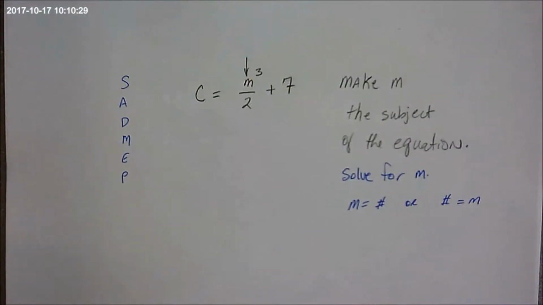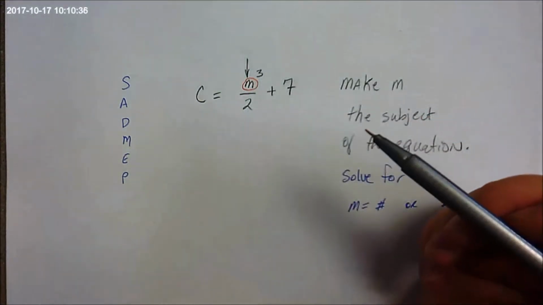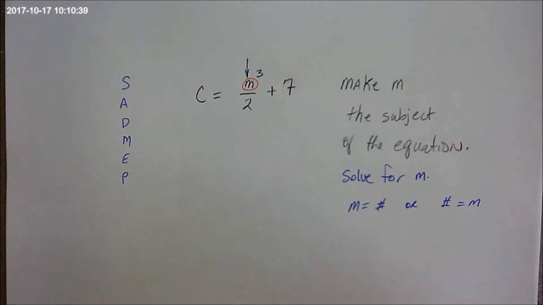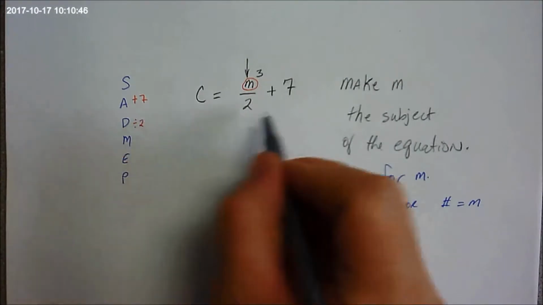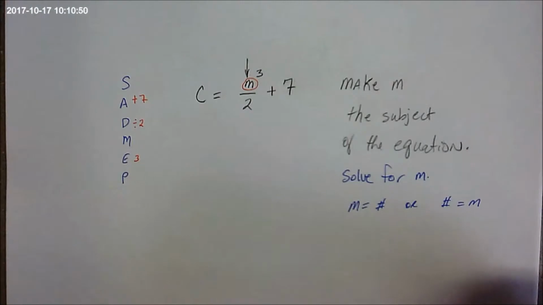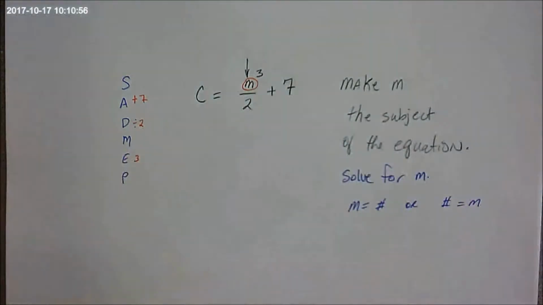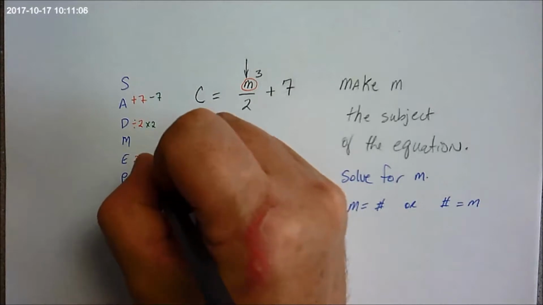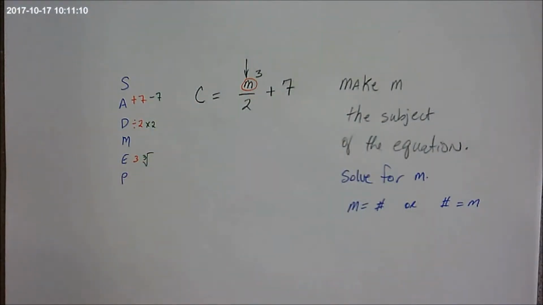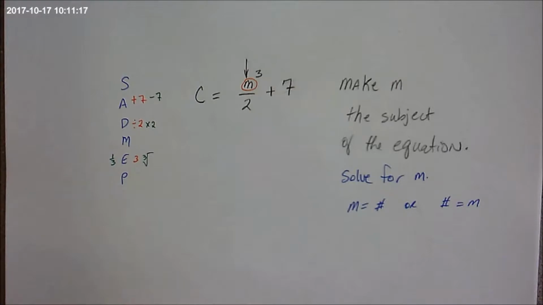So we need M to be by itself, right? That means we've got to get rid of this 3, this 2, and that 7. But the order in which you do it is really important. Nelly, the 7 is adding, correct? The 2 is dividing, and the 3 is an exponent. So we have to do the opposite of all of these, in this order. The very first thing we're going to do is subtract 7. The second thing is multiply by 2, and then the opposite of cube is cube root, or the exponent 1/3. Same. All right, so let's do it.